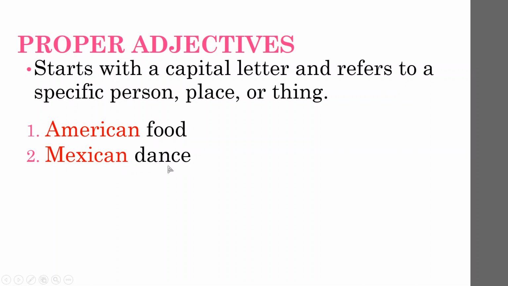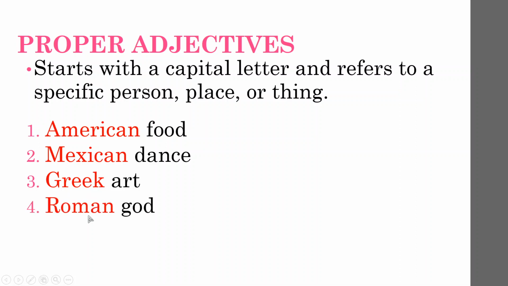So Mexican dance. The same is true with Greek art. Greek is from the word Greece. Greece is a place and Greek is the proper adjective. The word Greek is modifying the word art. Number 4, Roman god. Roman is from the word Rome. So Roman is a proper adjective modifying or describing the word god. And number 5, Canon camera. Canon is a brand, so Canon is also considered a proper adjective because it is modifying the word camera.